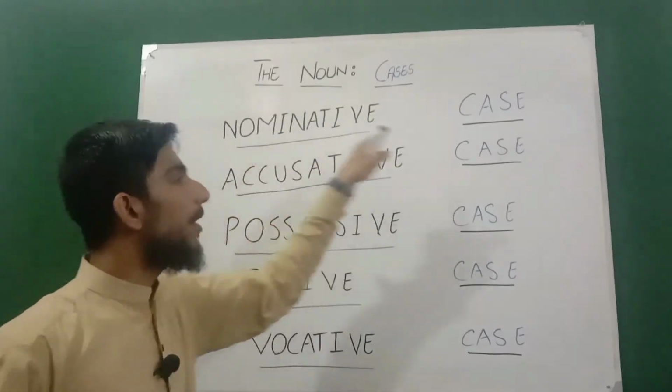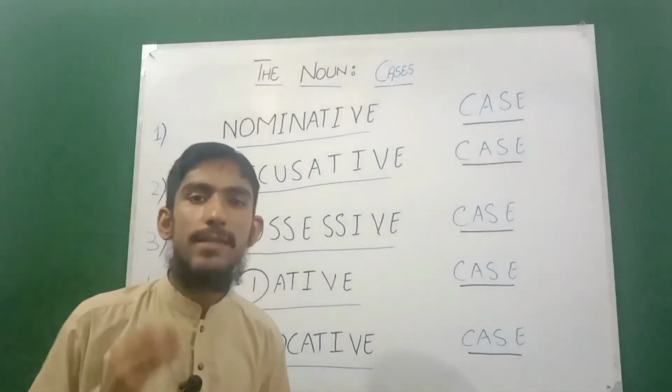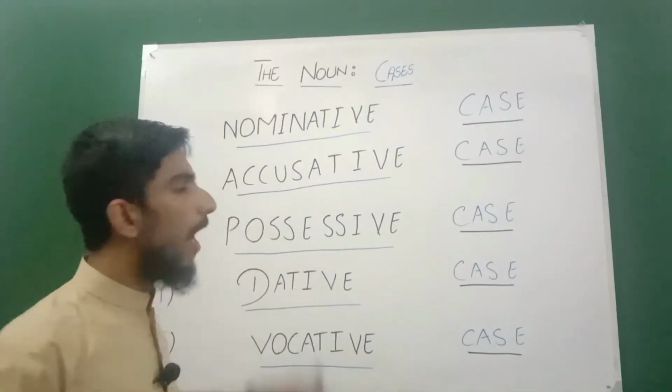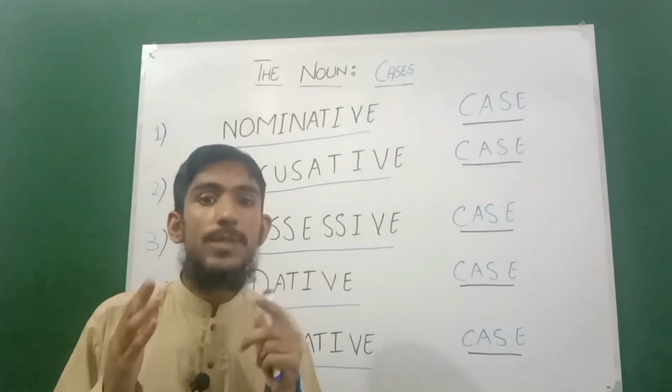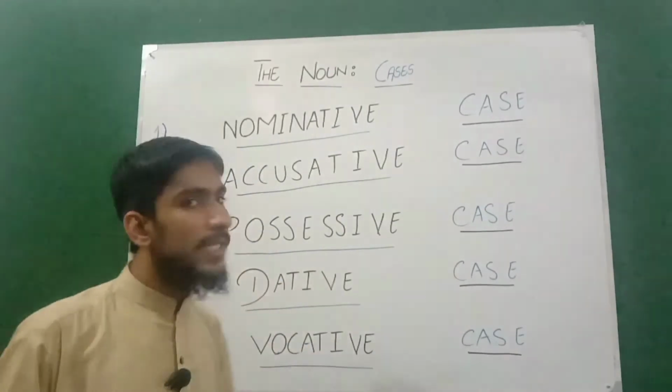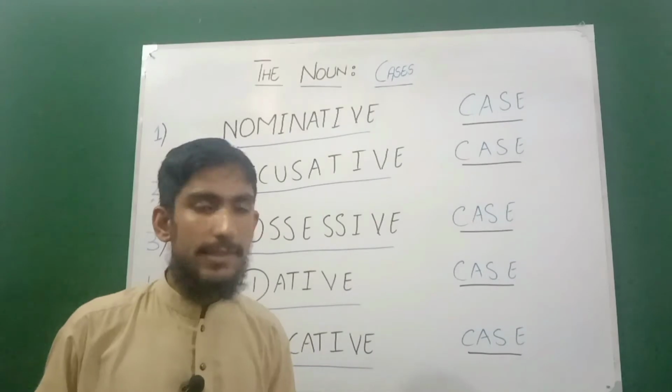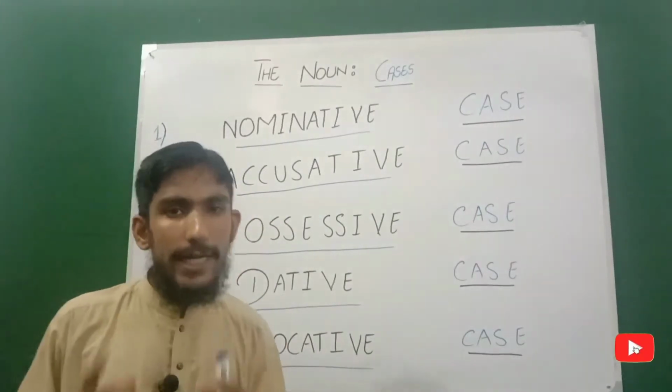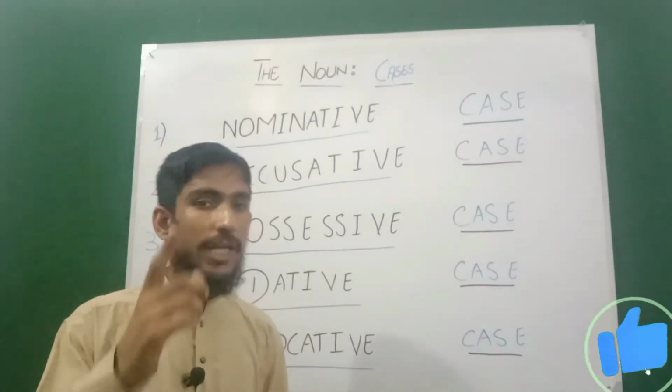Number 1 is nominative case, which is also called subjective case. Number 2 is accusative case. It is also called objective case. Number 3 is possessive case. It is also called genitive case. And number 4 is dative case. And number 5 is vocative case.